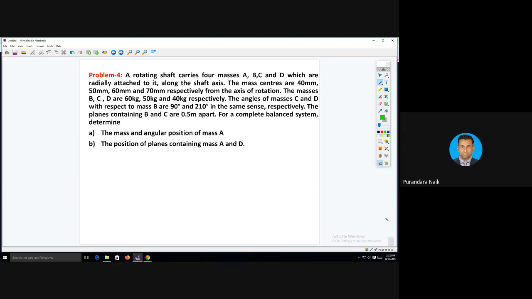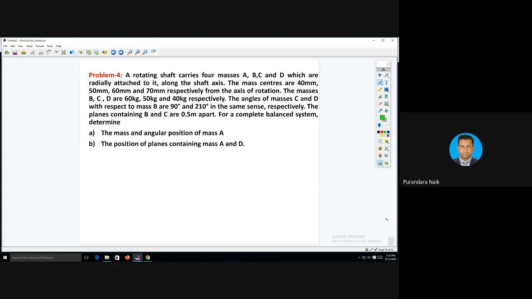The angles of masses C and D with respect to mass B, here the angle is measured from B, are 90 degrees and 210 degrees in the same sense respectively. The planes containing B and C are 0.5 meter apart. For a complete balance, determine the mass and angular position of mass A.